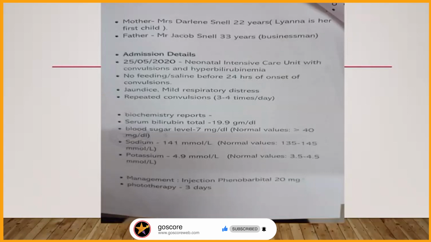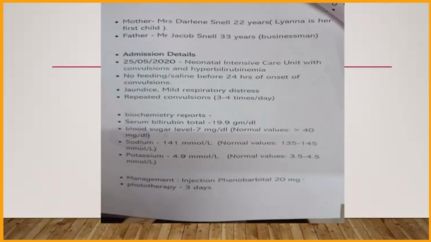Okay, so the biochemistry report says that bilirubin is high. What do you all say? It's on the higher side, isn't it? And the blood sugar level has dropped, is it? Low. Below the normal. And the sodium is normal. And the potassium concentration is slightly elevated, high.